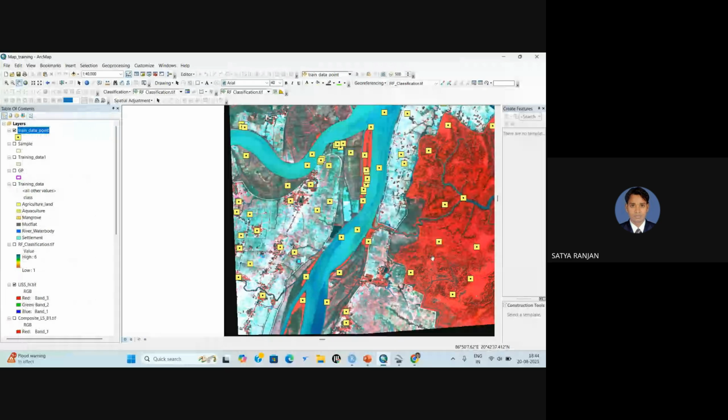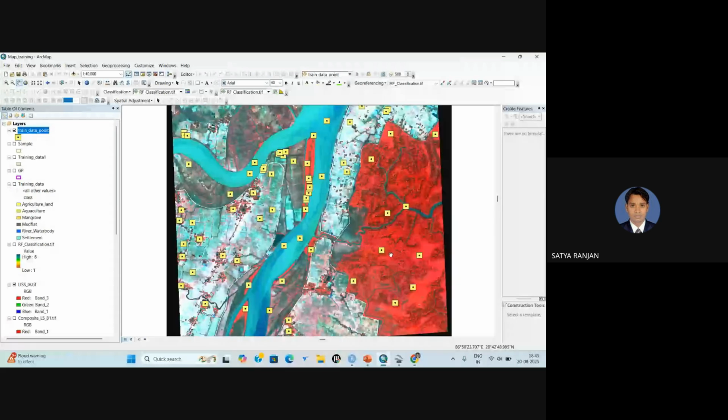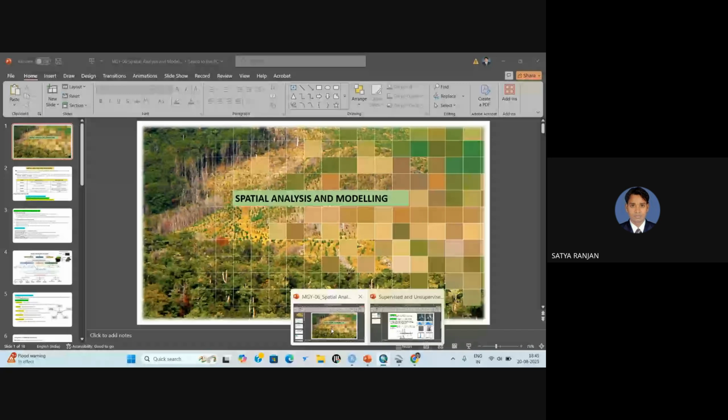So these are my sample areas. This is my training data. It is not useful for the unsupervised classification. During our supervised classification, we use this training data and give it to the system. Then after that, it will classify according to our training data. Before going to that, we will first discuss today's topic. Then after that, we will go to the practical.